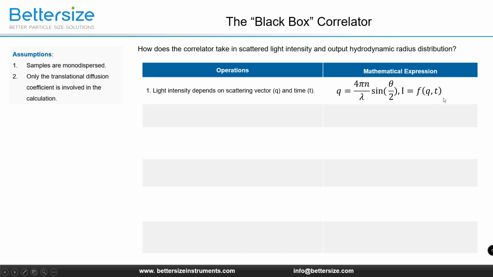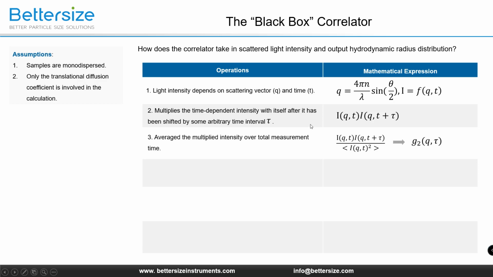And we can express the scattered intensity as a function of q and t, or I equals f(q, t). After obtaining the scattered intensity, we can multiply it with itself after it has been shifted by some arbitrary interval tau in time. This tau can be anything between a few nanoseconds and microseconds, but the actual value of the time interval does not affect the test results. Using the multiplied intensity, divided by the average intensity over total measurement time, represented by a bracket, squared, as shown in the equation on the right here. This expression is called the autocorrelation function, or G2(q, τ).